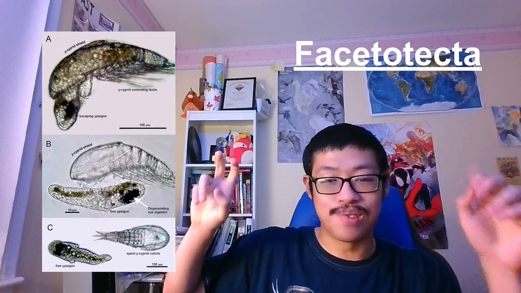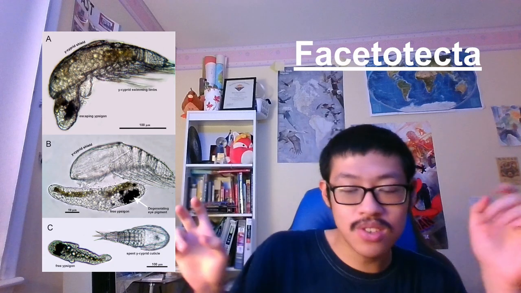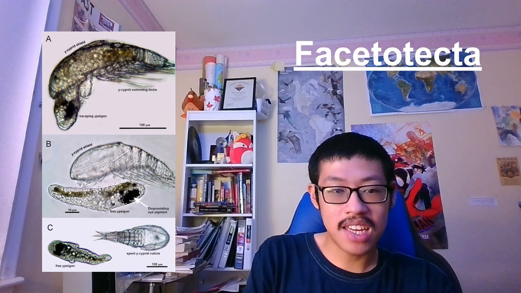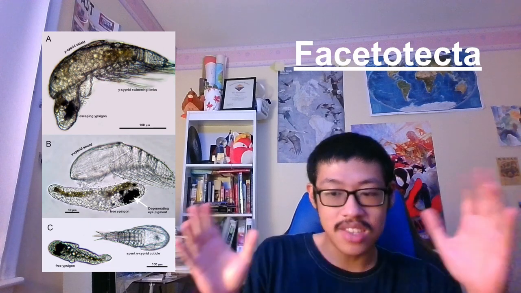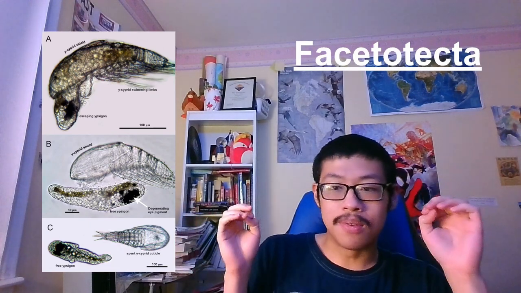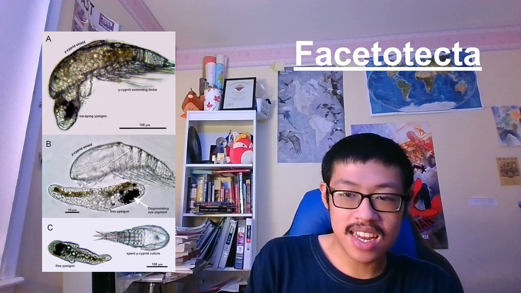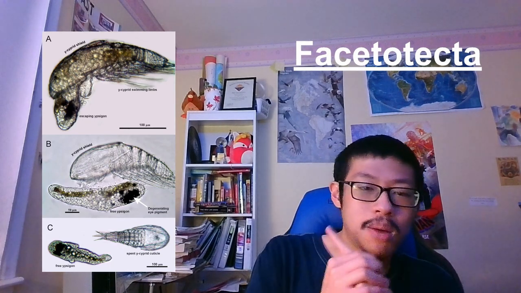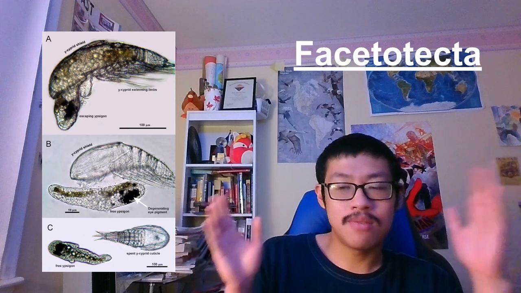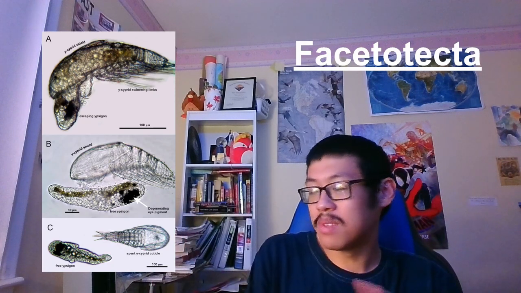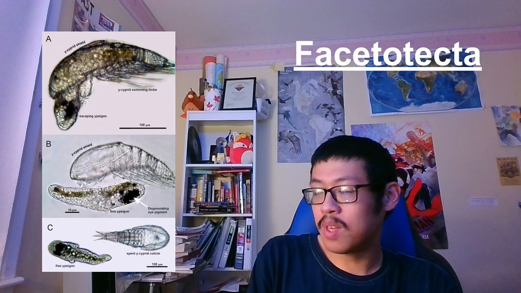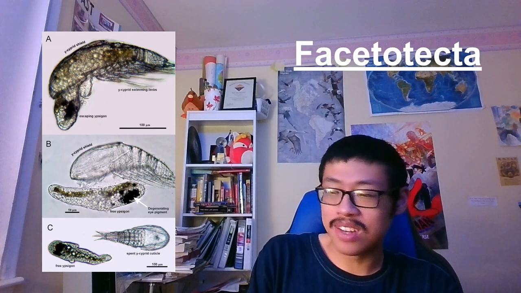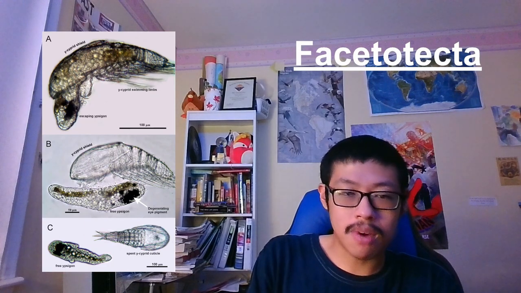So this led those researchers to hypothesize that the adult form of Phacetotecta is some kind of parasite and it needs a host to function. So we just have not found its host yet, and we also don't know what it would look like in that host. Maybe it's that blob of cells. To this day, at least from what I was able to find, we do not know what it looks like as an adult. I hope we do find out eventually, though. It's one of the great unsolved mysteries in biology.